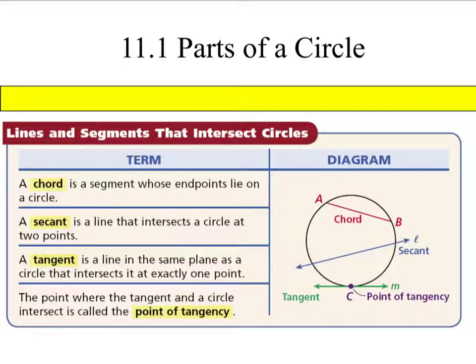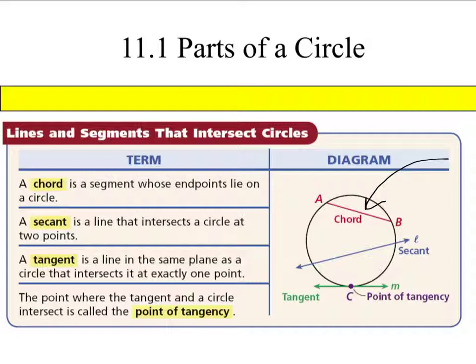So a chord, the very first one was chord, then it goes secant, tangent, and point of tangency. A chord is a segment whose endpoints lie on a circle. Notice that a chord does not have to go through the middle point like a diameter, which connects one end of the circle to the other and goes through the center. All a chord needs to do is connect two points on the circle, and it's not going to go through the center. So don't worry about that.